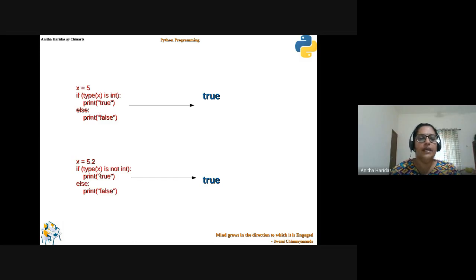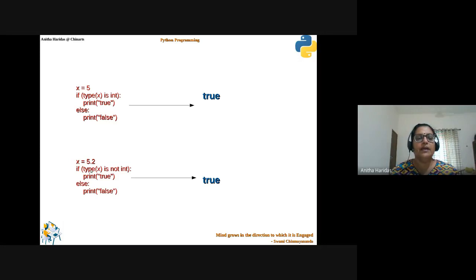Whereas if I'm going to assign some real value, and I say type of X is not integer, then print true. So both the program segments will give you the result as true. Why? Because here type of X is integer. So int is int, meaning both are of the same object type. So it will be returning true.